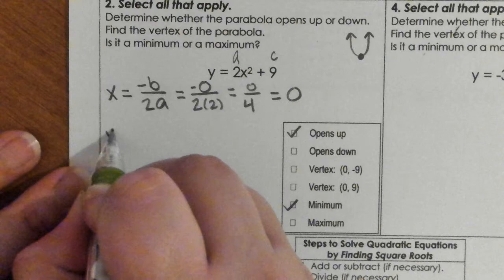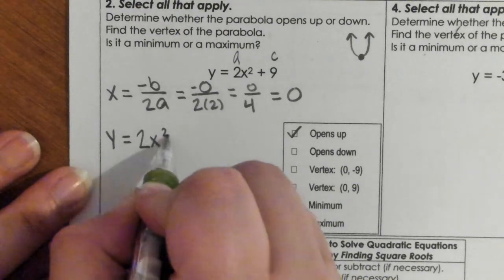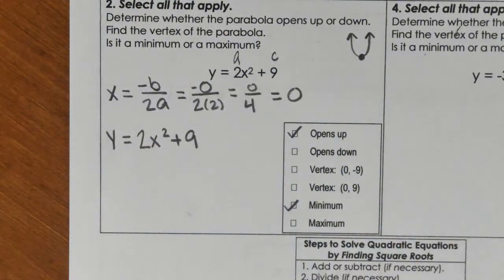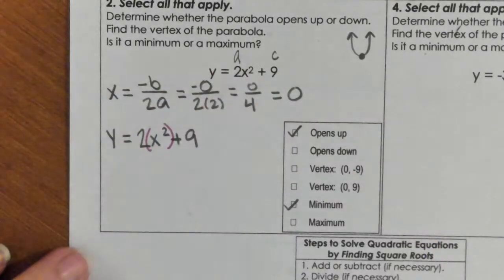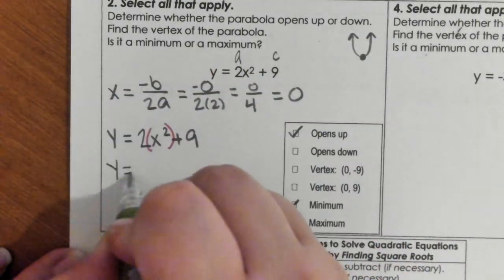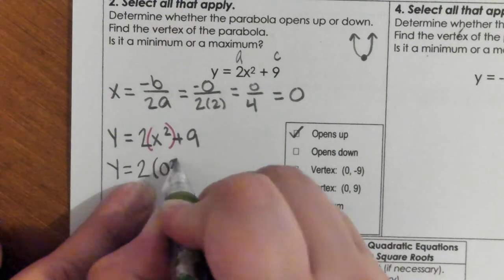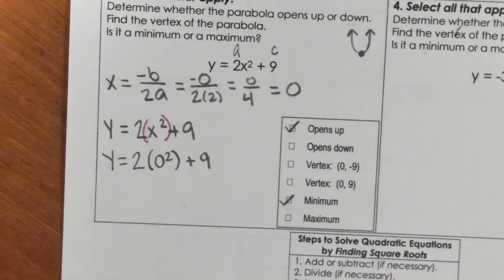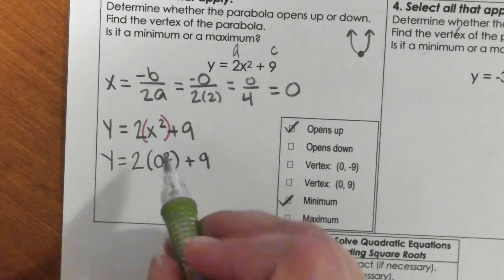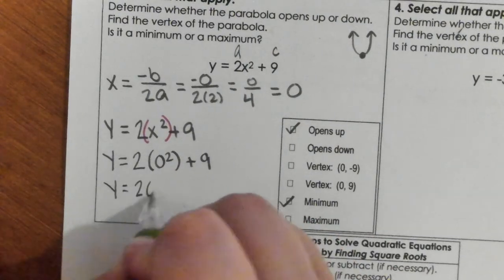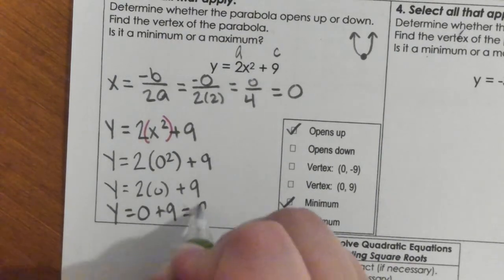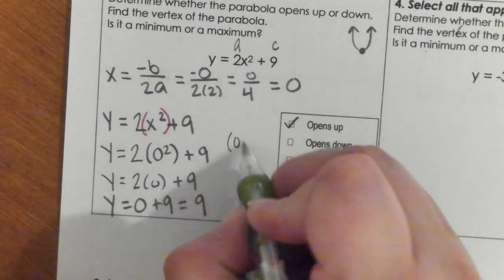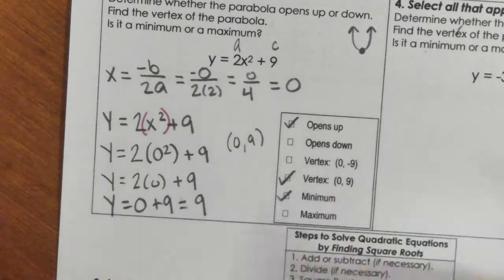So step 2, we take that problem, and we had practiced this, that if you have something like a number, which is called a coefficient, in front of the x, you put parentheses around that x part. So y equals 2 times 0 squared, and then we would add 9. So 0 squared is 0, and 2 times 0 is 0, plus 9 is 9. So I am looking for 0, 9 as my vertex.